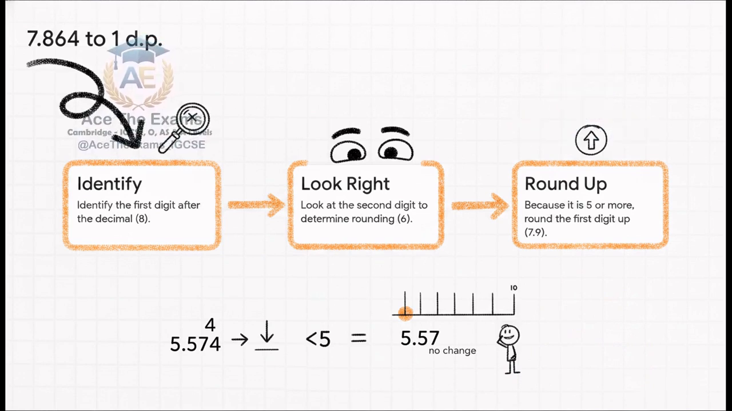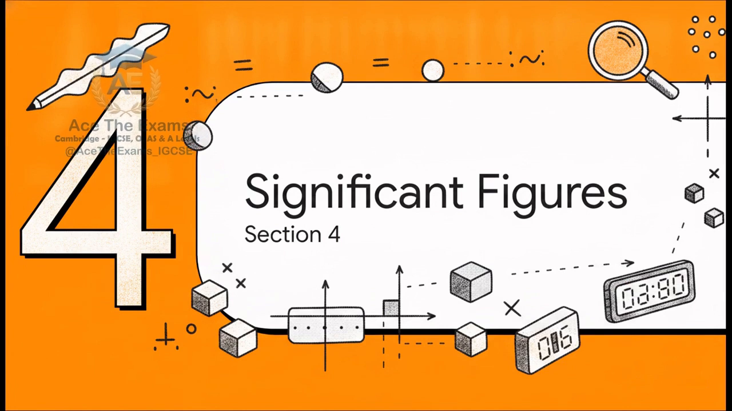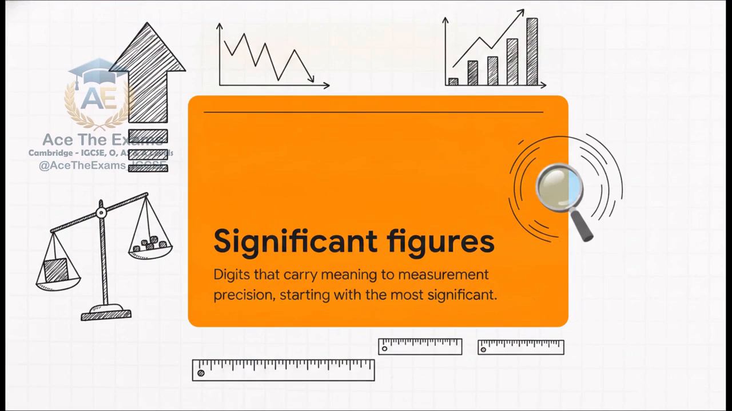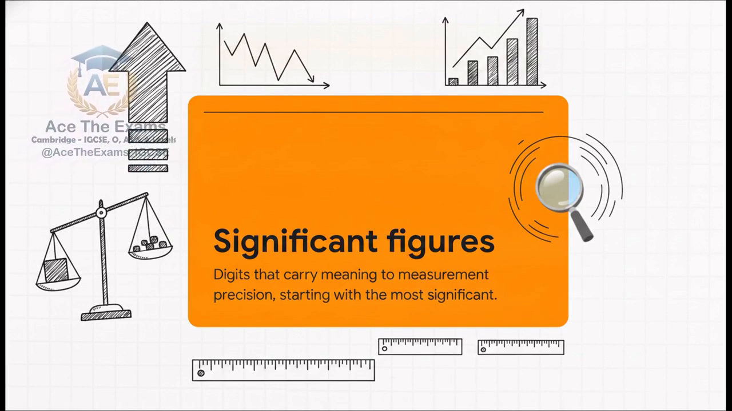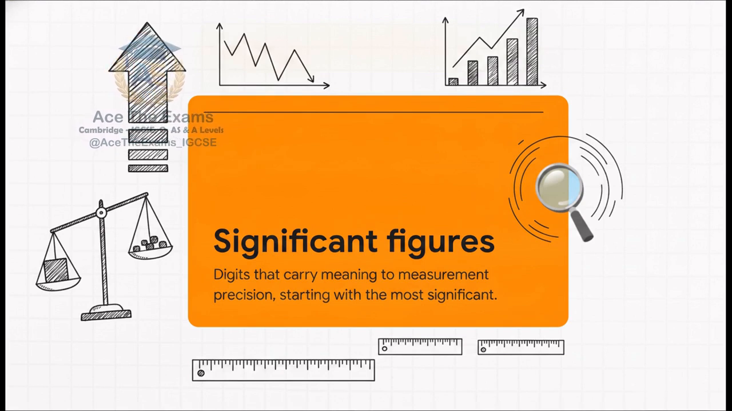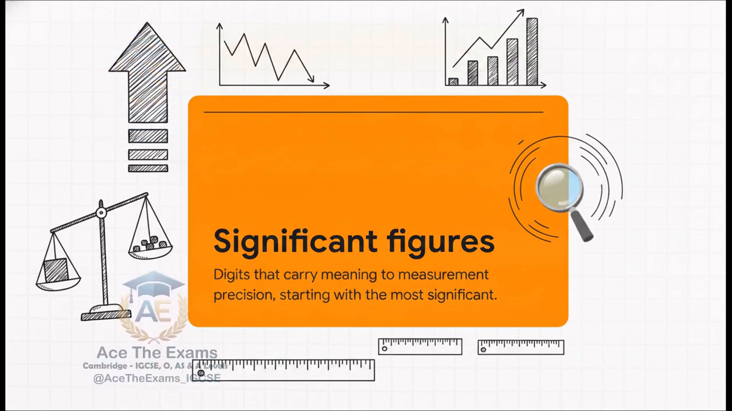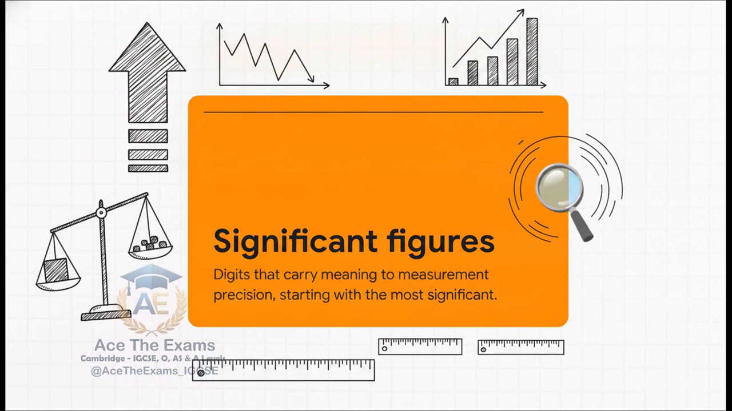Let's transition over to Section 4, Understanding Significant Figures. Okay, focus up because we are entering territory that trips up a massive percentage of candidates. Significant figures, or SF, unlike decimal places, honestly do not care about where the decimal point is positioned. Significant figures are the digits in a number that carry a meaningful contribution to its overall measurement precision. You always start counting from the most significant value. That means the biggest, heaviest chunk of the number.